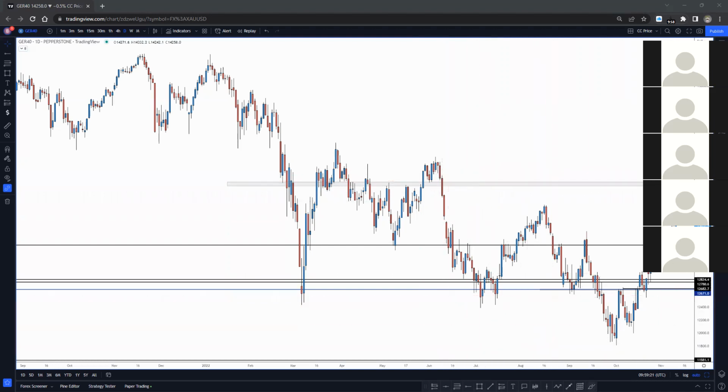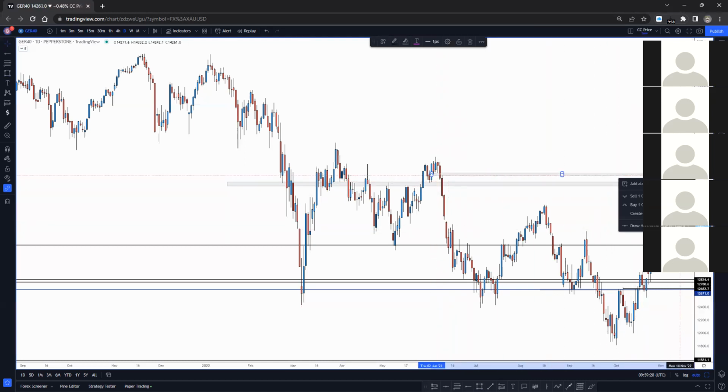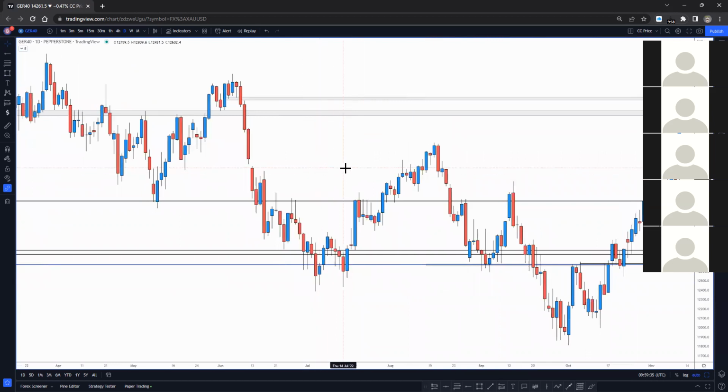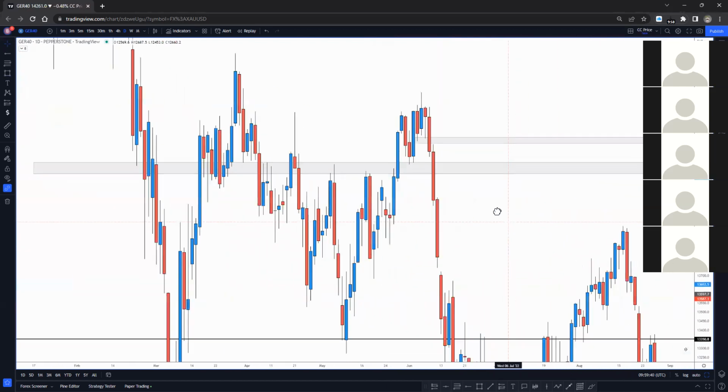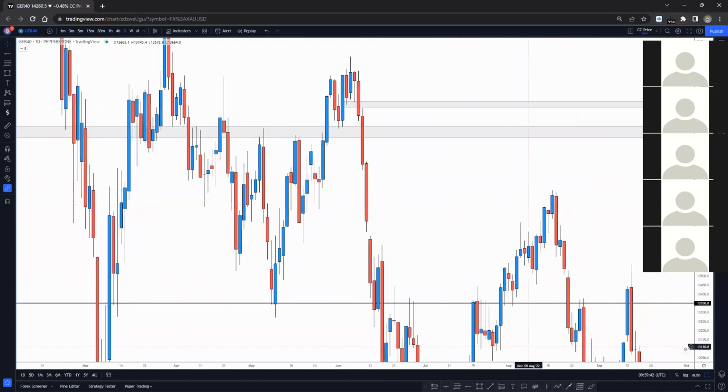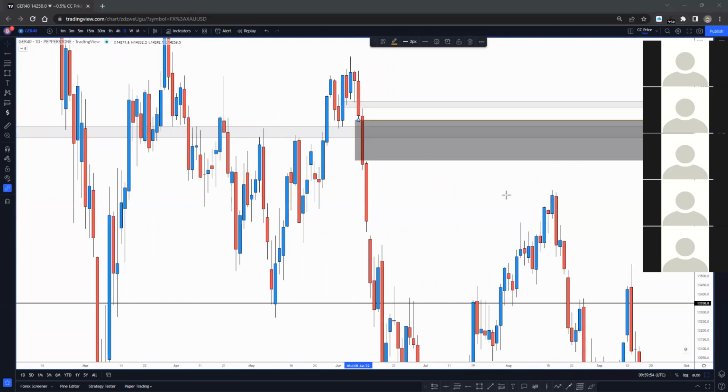So what we've got here is imbalances. There's a little imbalance, so that could be a point of interest. And then under here, this is the top of the balance. Let me just squeeze this chart in. So from this wick here, that would be closing an imbalance. The imbalance I'm talking about is that area. Make sense?